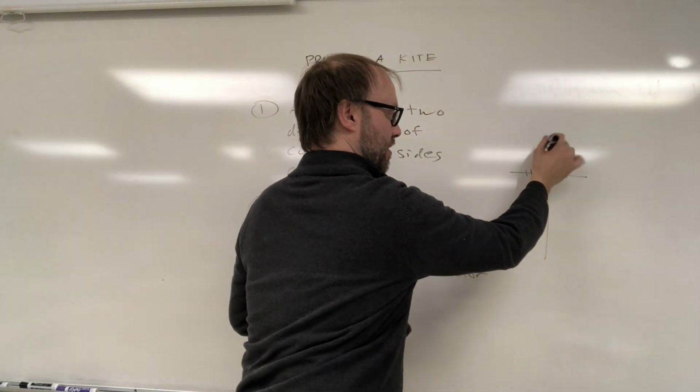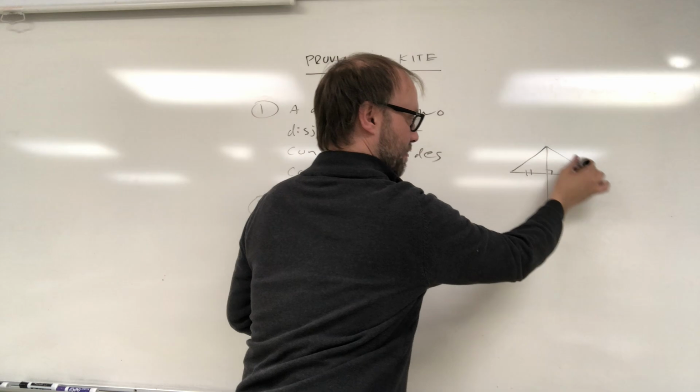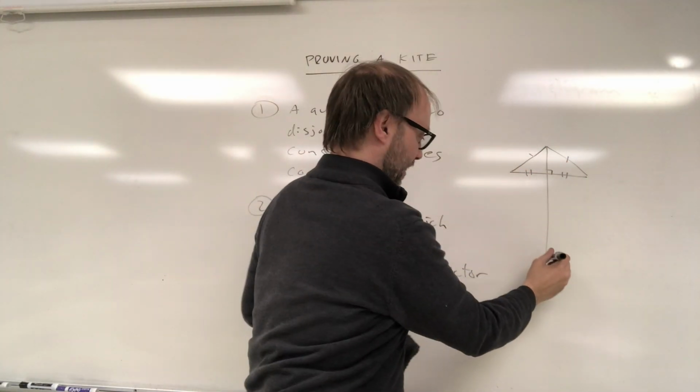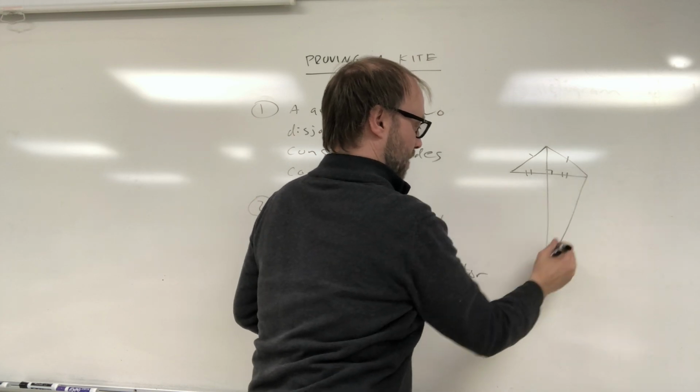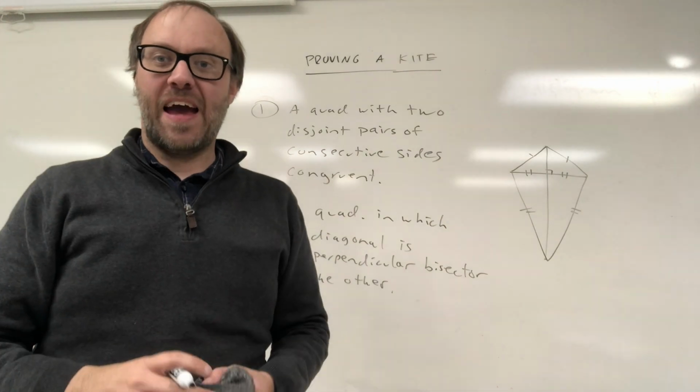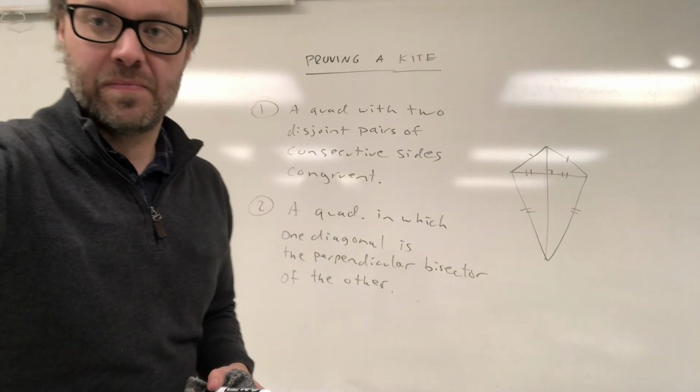This point is on the perpendicular bisector, so it's going to be equidistant from the endpoints of that segment. This point here also is on the perpendicular bisector. It's equidistant from the endpoints of that segment, and that goes back to the original kite definition.